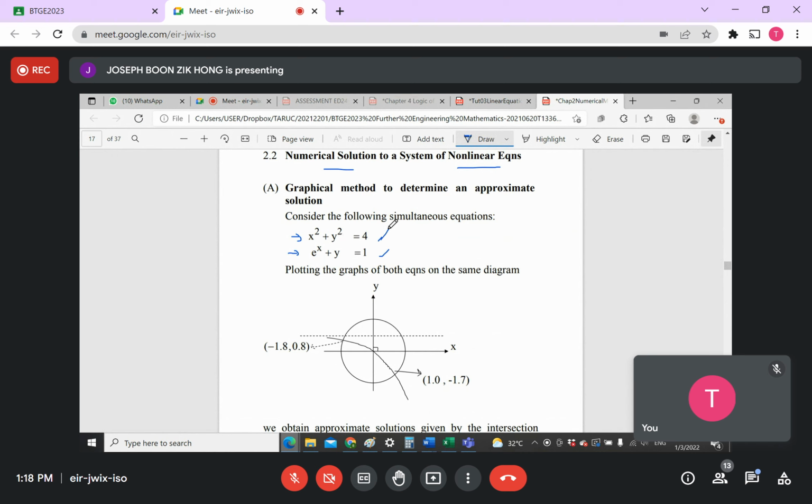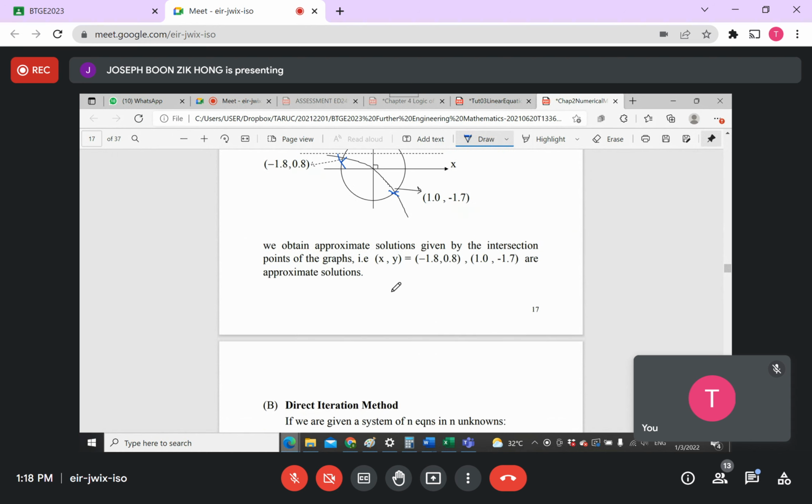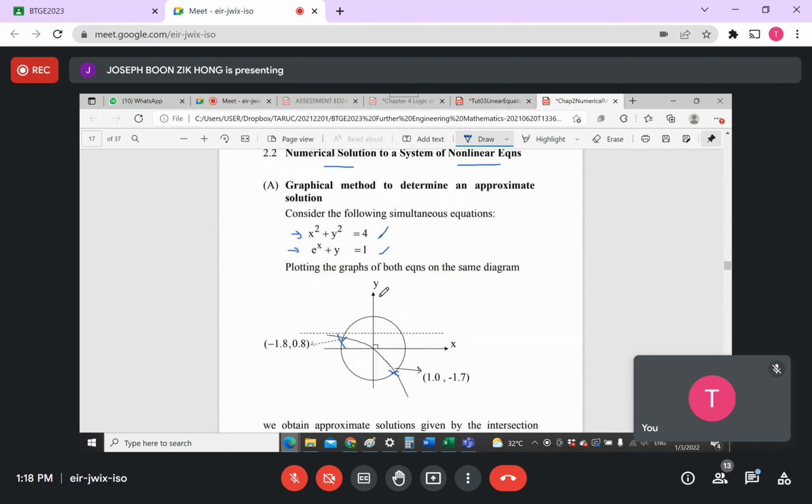The first one will give you the circle, and the second one will give you this line. So we try to find their intersection point, and the intersection point will tell you the answer. But this one is approximate, because if you don't have any tools, you don't have MATLAB, you don't have Maple, you don't have GeoGebra, then what you have is only a very rough answer. Okay, so this one is called the graphical method.